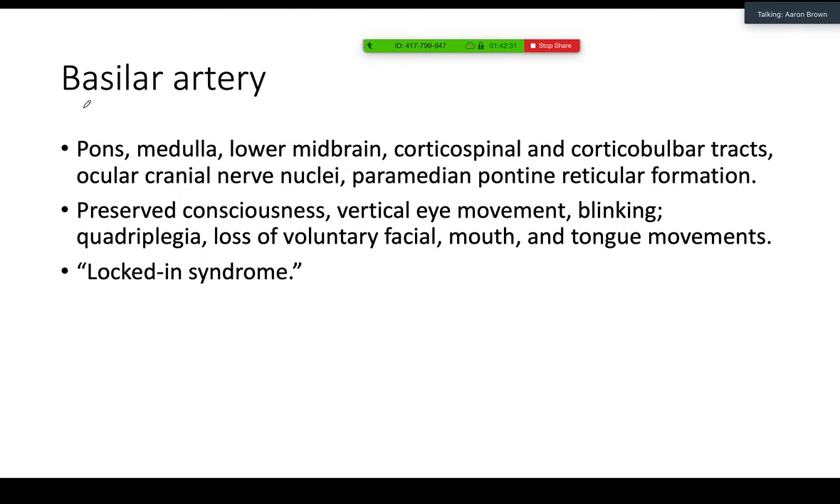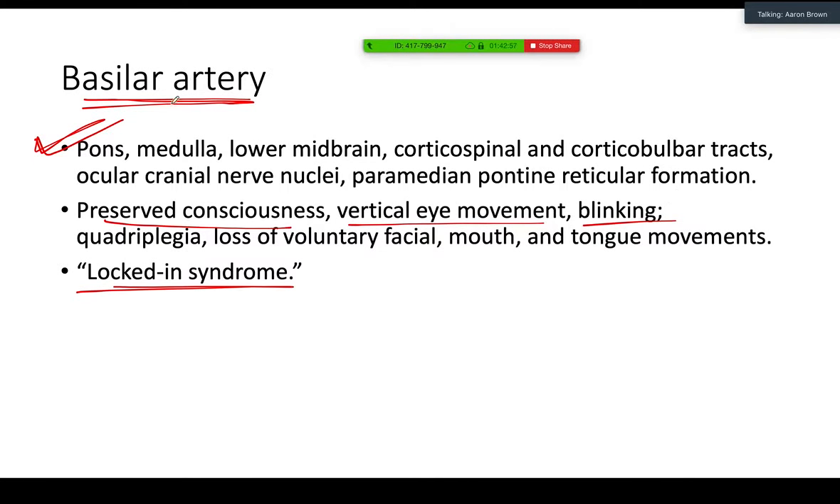Basilar artery. So basilar artery is involving a lot of very important nuclei. Don't really worry about what exactly it's involving. What I want you to know is locked-in syndrome, which is where you have consciousness, vertical eye movement, and blinking. However, that's pretty much the only movements that your patient can make. They can move their eyes up and down, they can blink, and that's it. Okay, very, very sad.